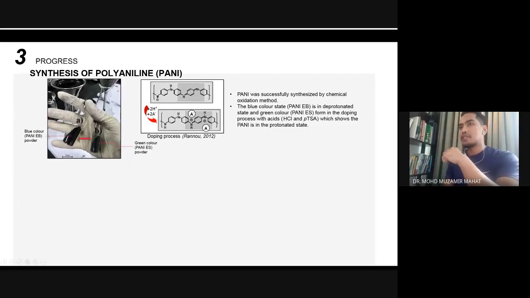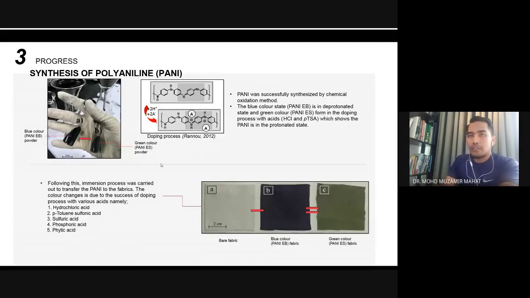Okay. For instance, the green powder has a protonated state. Protonated state means that it has acid or dopant incorporated into the system to make it conductive and functional. And following fabrication and synthesis of the polyaniline, this polymer can be introduced onto fabrics, different fabrics. And you see that we have, I think this one is jersey type fabric. The blue one is after we immerse in the blue color of the polyaniline.